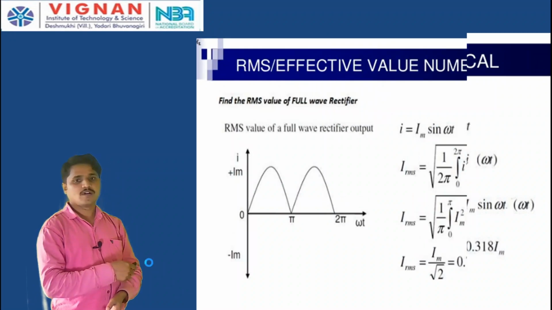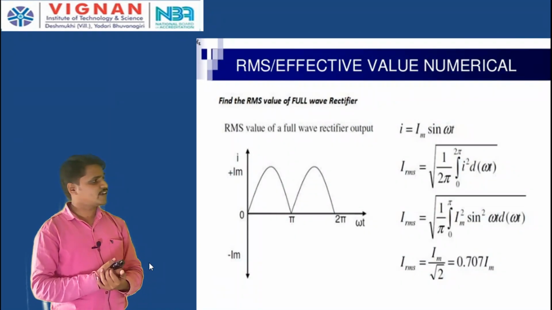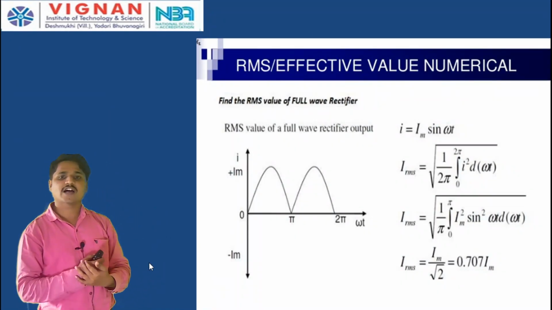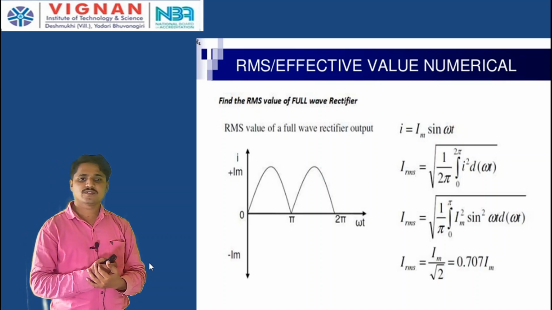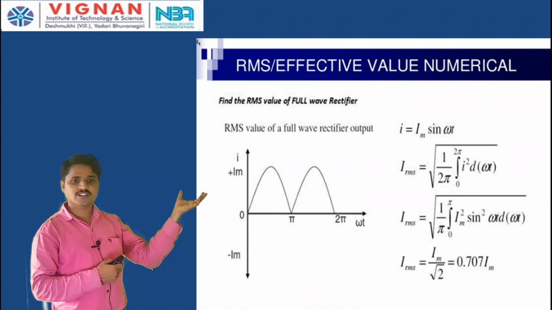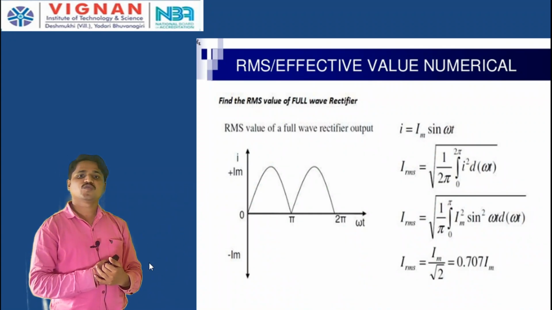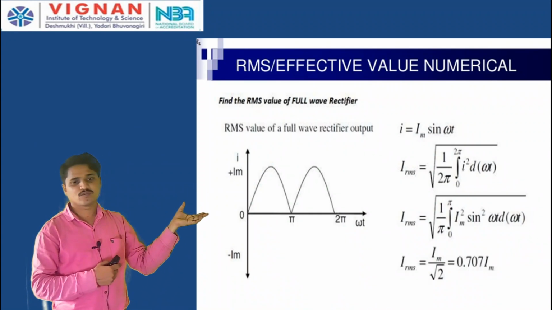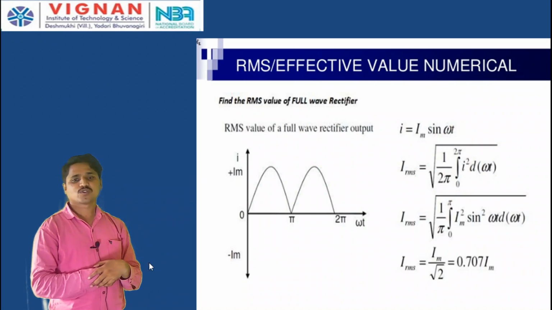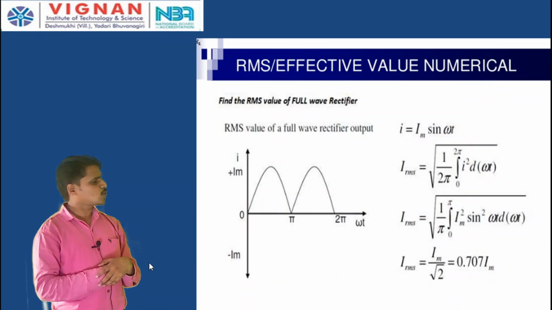Now, the next one is how to calculate the RMS value for the given waveform. See here, this is to find the RMS value for the full wave rectifier output. So, again the same full wave rectifier output, this is the waveform. So, I is equal to Im sin omega t. So, how to find out the RMS value?